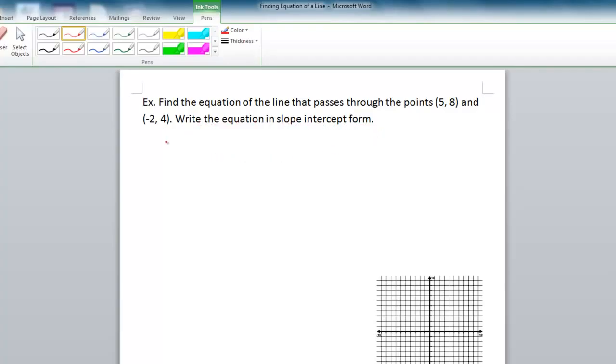Remember that in order to write our equation in the slope-intercept form, we need to know the slope and we need to know the y-intercept. In the last 2 examples, we were given the slope. In this example, we'll have to find it. The slope is y2 minus y1 over x2 minus x1.